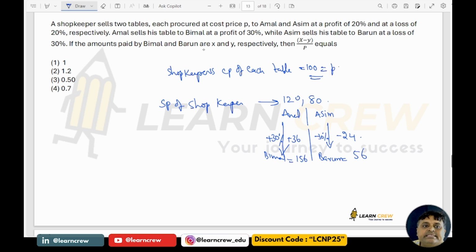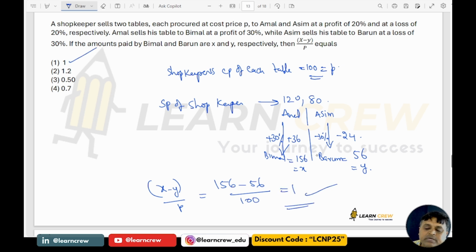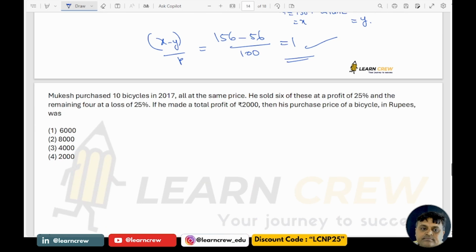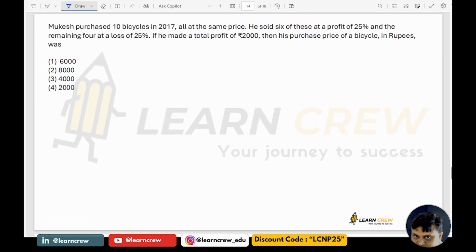And it is given that if the amounts paid by Bimal and Barun are X and Y, this is X, this is Y, then (X minus Y) by P. So X is 156, Y is 56, P is 100. So 100 by 100, the answer is 1. The answer is 1. Now next.